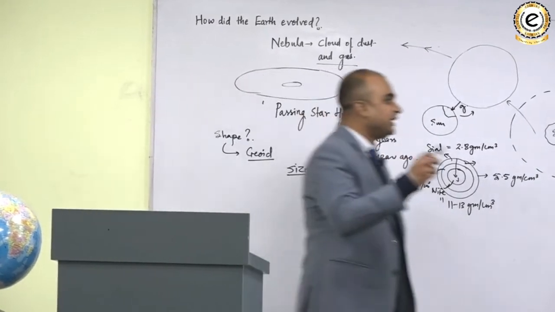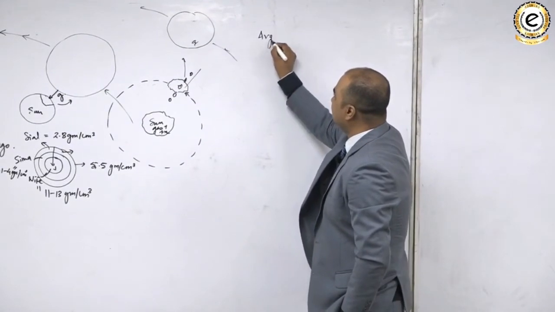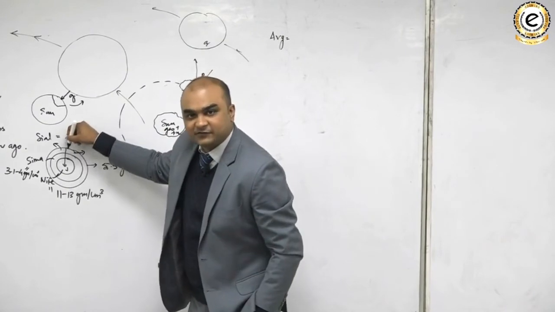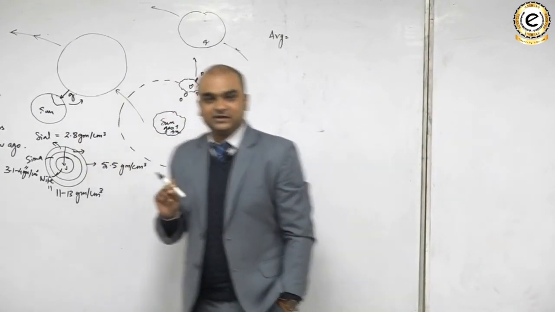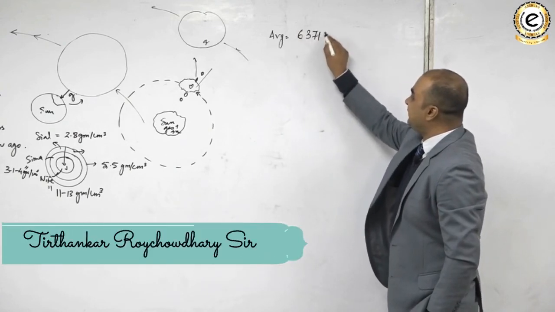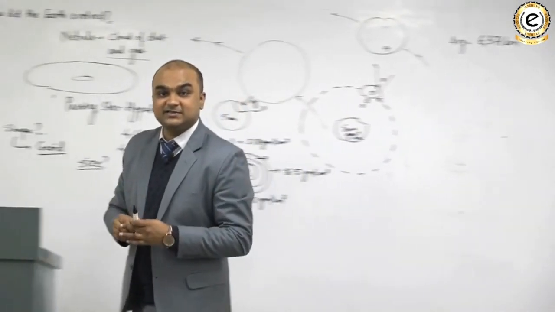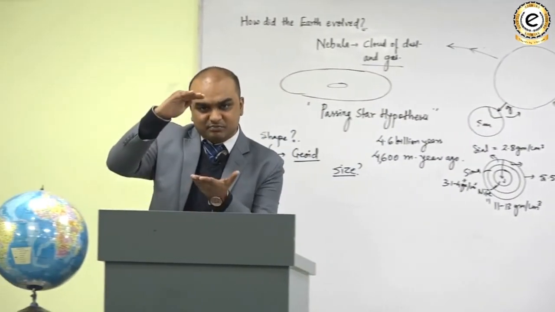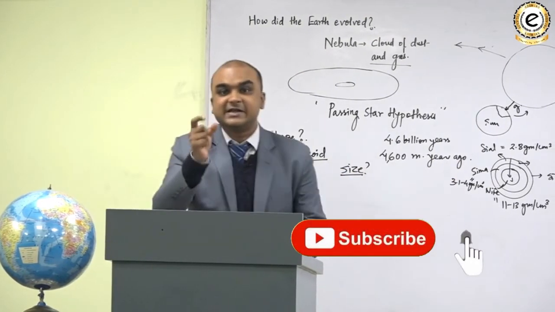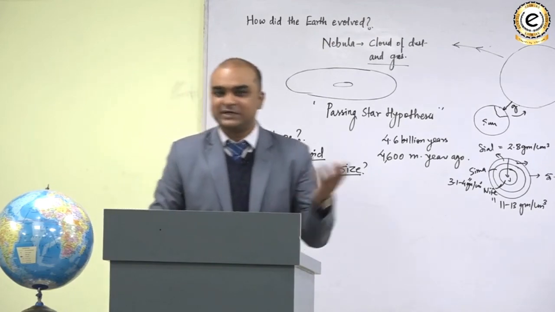Let us have a look at what is the average radius of the Earth. The average radius of the Earth, meaning the distance from the surface to the center of the Earth, is 6371 kilometers. And why am I calling it the average radius? Because you know that since the Earth is slightly flattened at the poles and slightly bulging at the equator, the radius would be more at the equator. It would be slightly less at the poles. You can understand that, right?